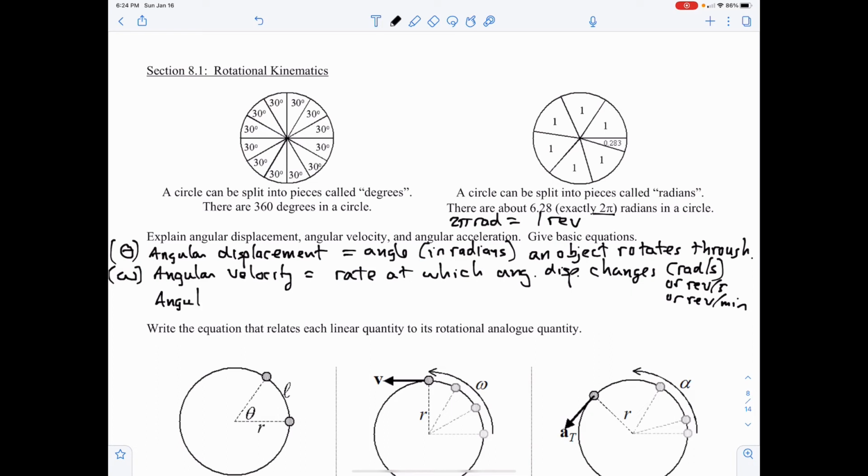Angular acceleration refers to spinning faster or slower. It's the rate at which angular velocity changes. The unit should be in radians per second squared.